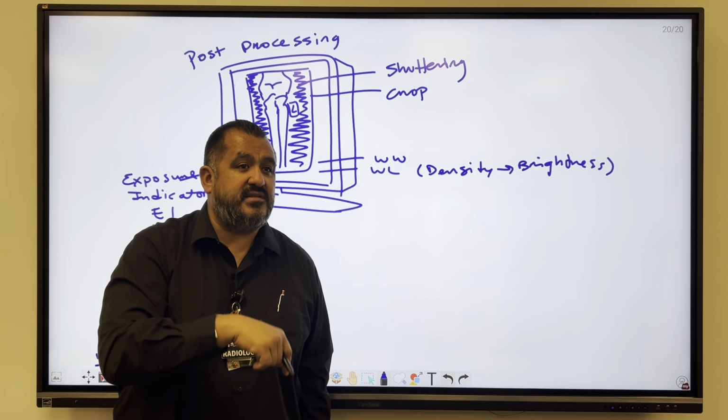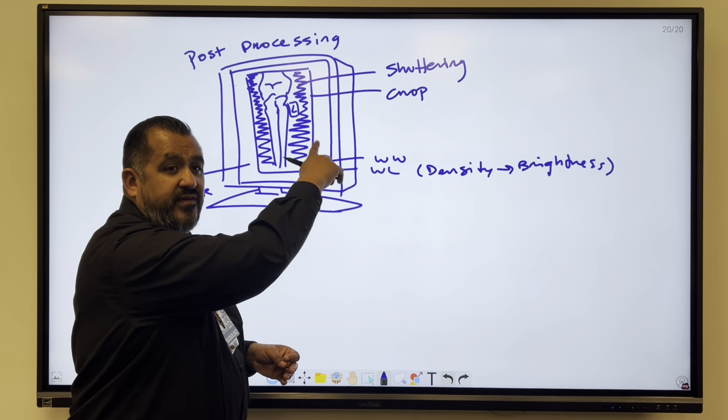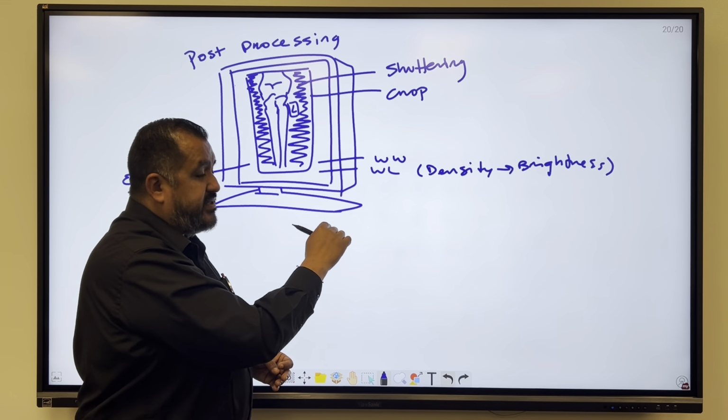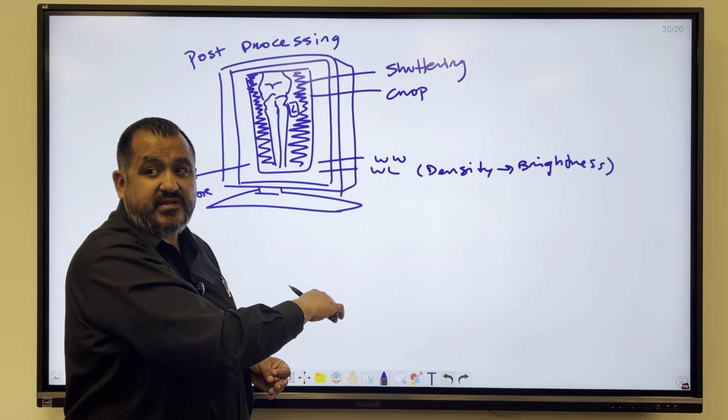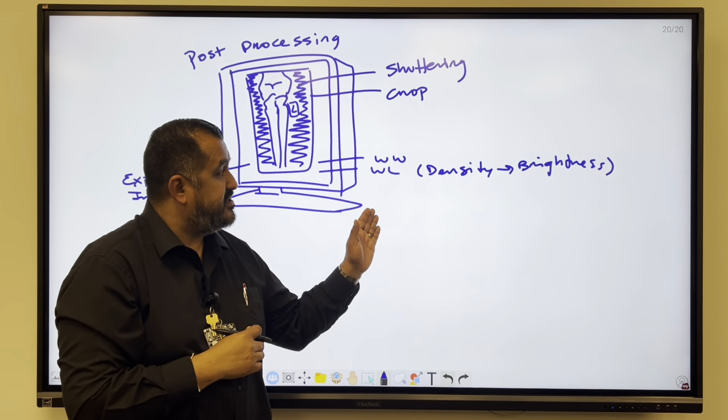When you change the density, it's going to have an impact on the brightness. A lot of times we can drag our finger up and down vertically. Sometimes they have arrows or little buttons you can use to go up and down. Window level, you change the density.